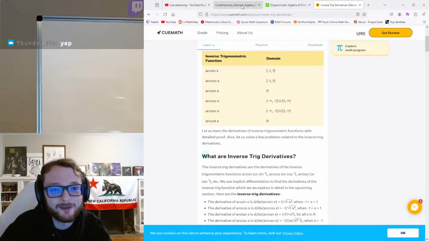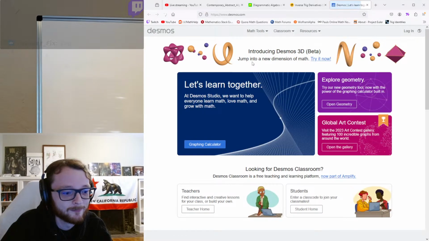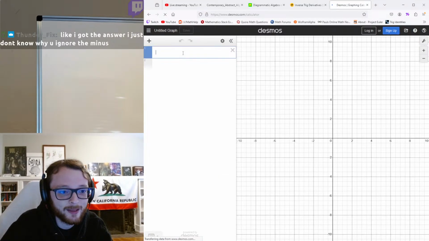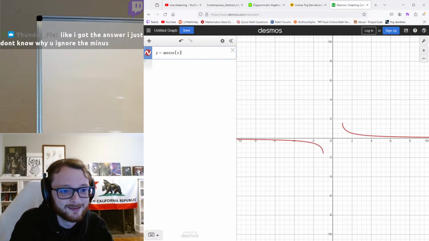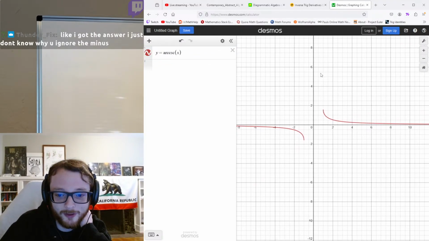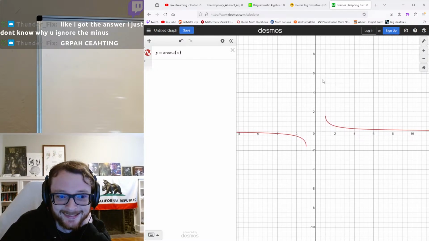I want to look at what the graph of this is. I don't think I've ever looked at the actual graph of it. I definitely want to answer that. I'm just trying to wrap my head around it. Whoa, what is that? Oh, I get it. Graph cheating. Okay, so I see what's happening to the graph now.